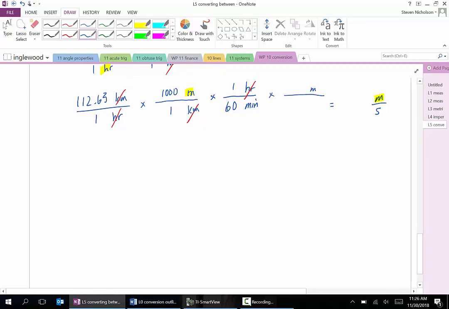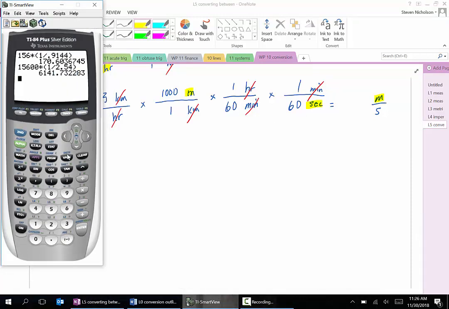So I'm going to have to convert again. I'm going to have to get rid of the minutes. And I think you all know that in 1 minute, there are 60 seconds. With our unit analysis, I've gotten rid of everything except what I want. Then I get out my calculator and I punch those all in. So let's do that really quickly. We punch it all in.